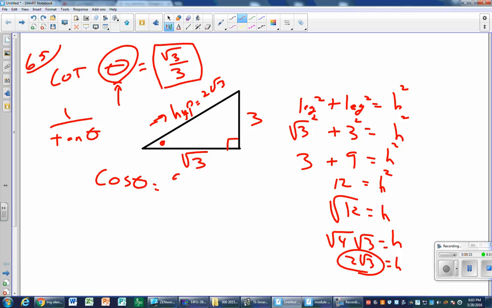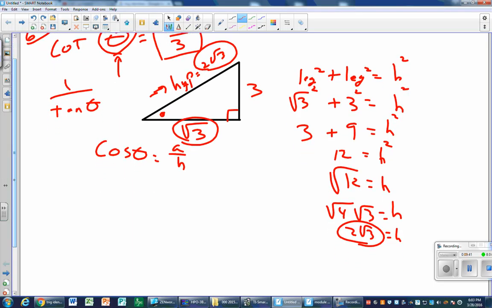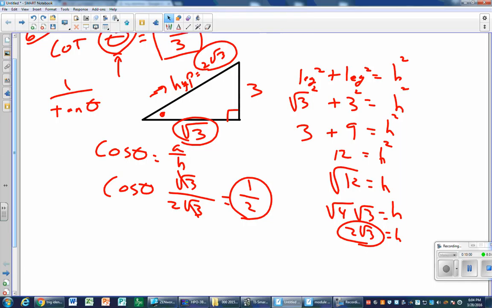Cosine theta. Why? Because they both have square roots of 3 in them, and I know I can simplify it easier. So the cosine of theta equals adjacent, square root of 3, over hypotenuse, 2 square root of 3. Do you see they cancel? The answer is 1/2. The crowd goes wild. Okay, so we had to get everything in terms of sine and cosine.